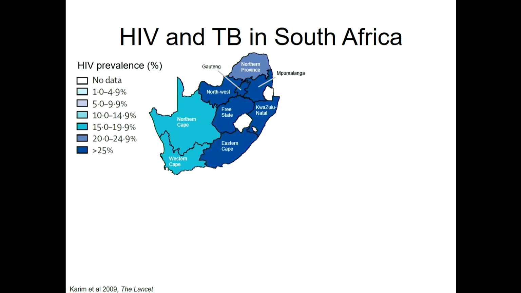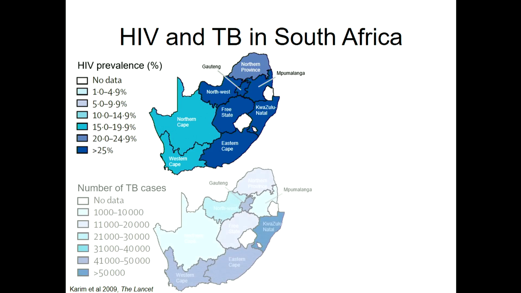If you look at a map of South Africa here with each province highlighted, this shows the HIV prevalence in percent, with the darker blue colors representing a higher HIV prevalence. You can notice these dark blue provinces have over 25% HIV prevalence. Now looking at the number of TB cases per year, this year was 2005, we notice the same trend where the darker blue indicates a higher number of TB cases.